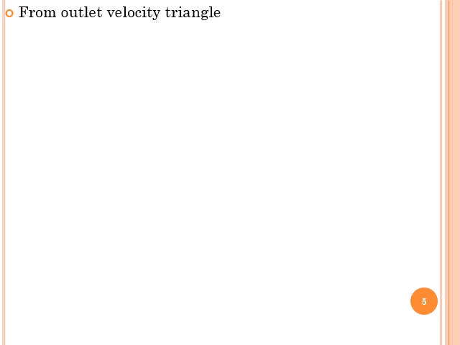So from the outlet velocity triangle, from the trigonometric relations, tan beta 2 is equal to VF2 divided by U2 minus VU2. This relation is taken from the exit velocity triangle. Here we know the value of beta 2, the blade angle, and VF2 is given, while U2 as well as VU2 are the two unknowns.